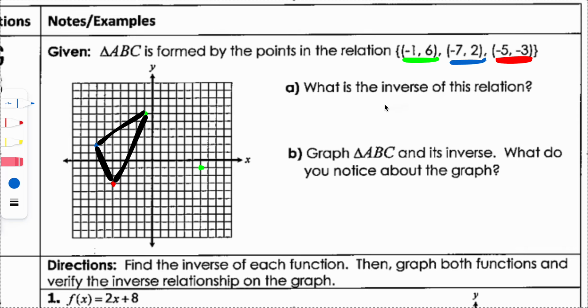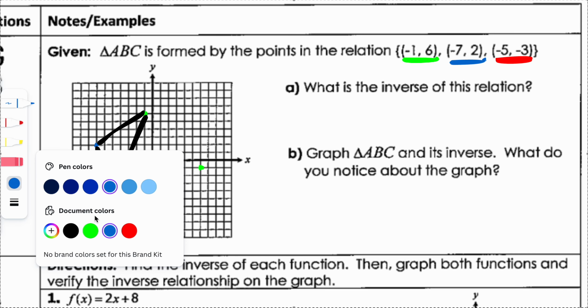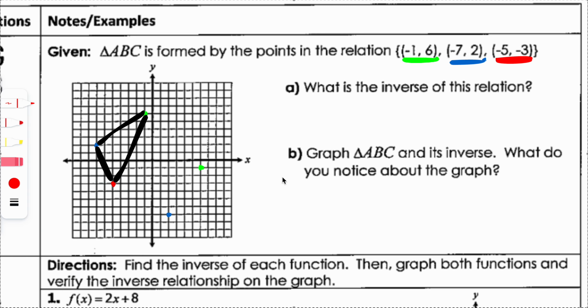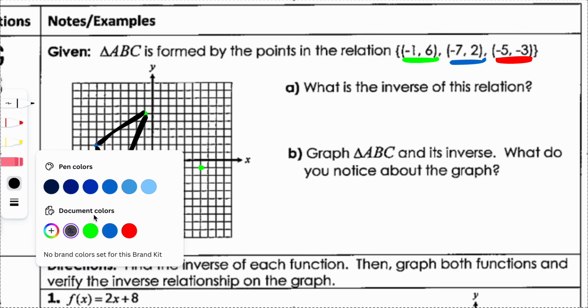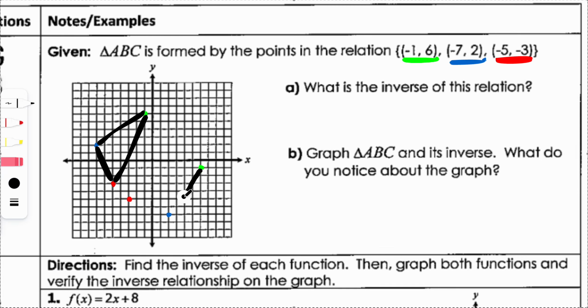When we have -7, 2, we're going to have 2, -7. So I feel like it's harder to count here. Let me just make sure that's correct. Yeah, okay. Then instead of -5, -3, we're going to have -3, -5. So we're going to have -3 here, and -5 there. Okay, great. And so we'll start to get an idea of what inverses look like graphically.